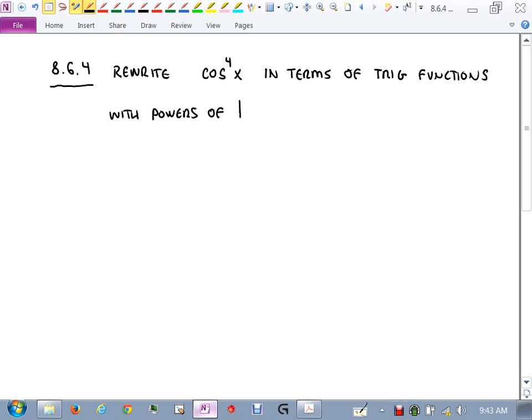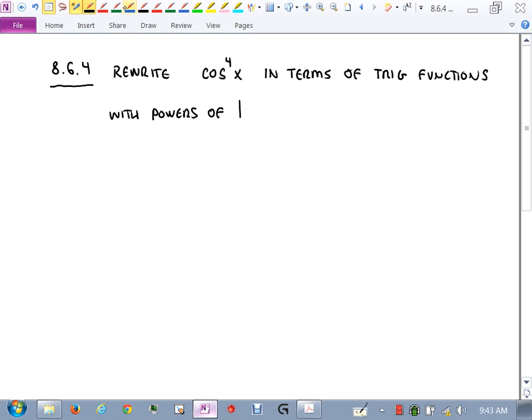In other words, I want you to tell me if there's a way I can rewrite cosine to the 4th x so that it's got trig functions in there, but none of them are raised to a power more than 1. All right? So your answer cannot have cosine squareds in it or sine squareds in it. Everything has to be in terms of sine and cosine with just the power 1, which means just sine and cosine. Make sense? That's what I want.